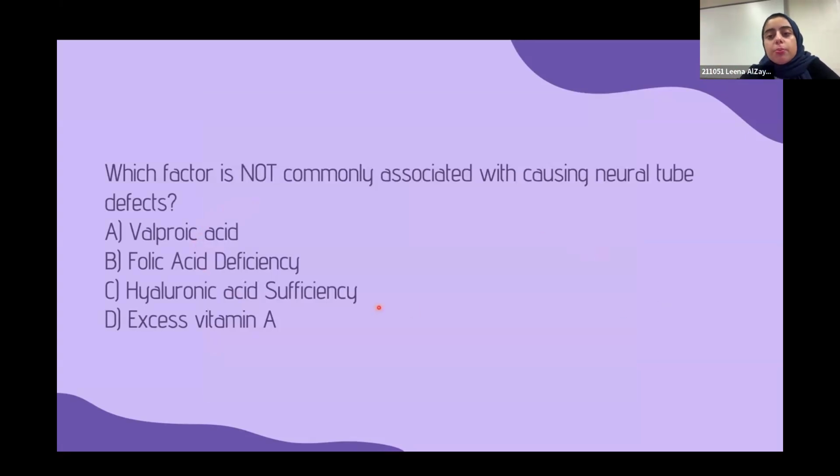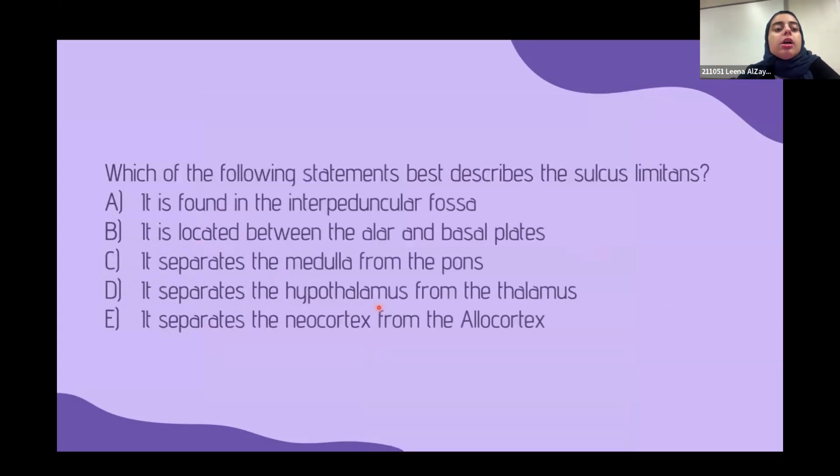C. Good job. Which of the following statements best describes the sulcus limitans? Honestly, yeah, good job for knowing, Yusuf.